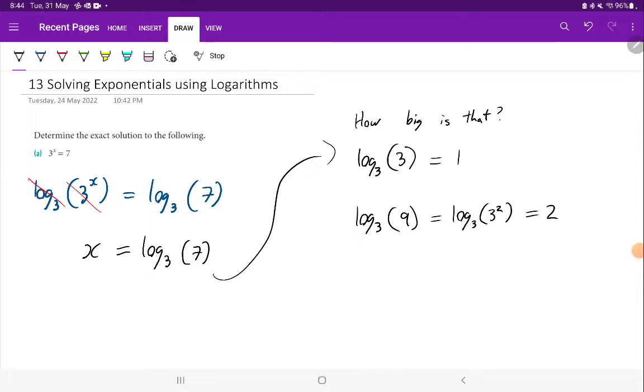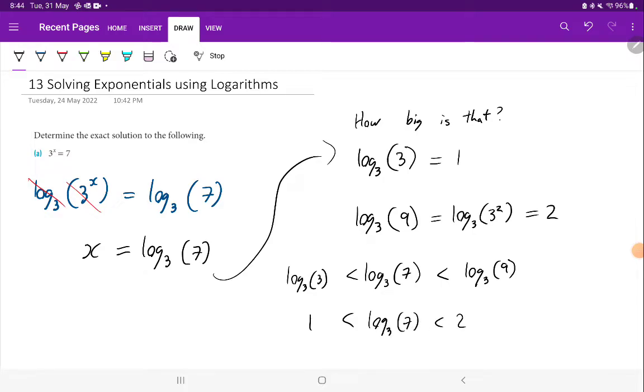So log 7, since it's between 3 and 9, must be in between 1 and 2. It must be bigger than log base 3 of 3, and it must be smaller than log base 3 of 9. Therefore, it's got to be bigger than 1, but smaller than 2. So that kind of gives us an idea. If I was drawing a sketch, for example, I now know I need to put it in between 1 and 2. We don't know exactly where along there, but it's got to be somewhere in that little range.